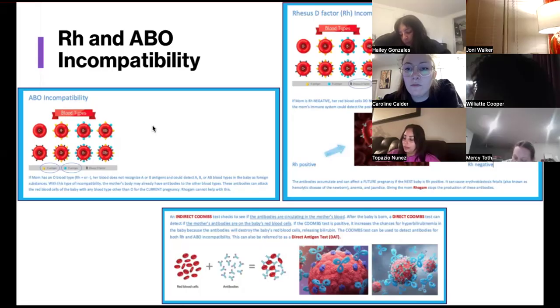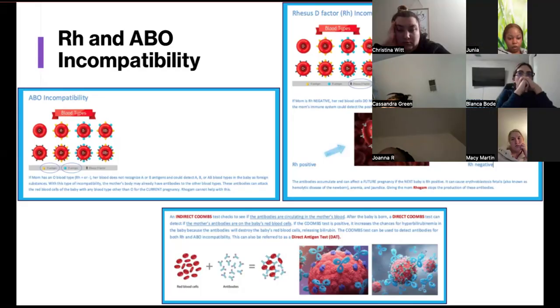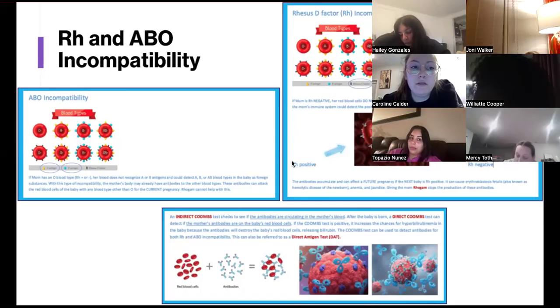RhoGAM, unfortunately, is not going to help with this current pregnancy if that is the case. Sometimes what happens is a mom comes in and she might have a miscarriage. Then they draw her blood and realize that she is an O, and they'll give her RhoGAM after that, during the miscarriage. And that's going to help her in the future with other pregnancies. But for this pregnancy and this ABO incompatibility, it does not help with the current pregnancy. Okay, so that's ABO incompatibility.